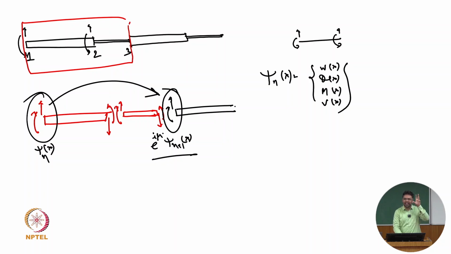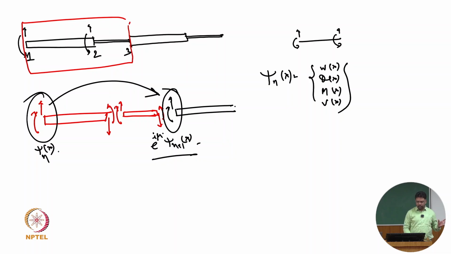State means what are the vectors associated with that. So that has degrees of freedom and its forces and displacements. Displacements are transverse displacement and rotation, and the forces are shear and bending. Okay, fine. So we got that. Now you think this thing will be equal to this.